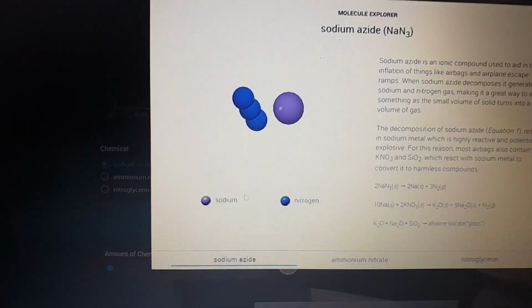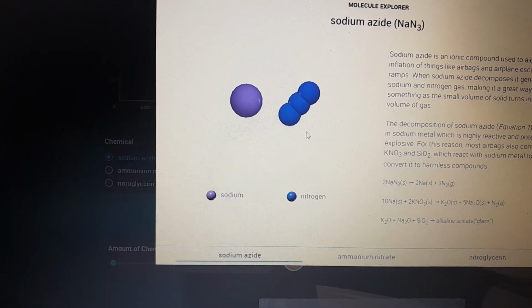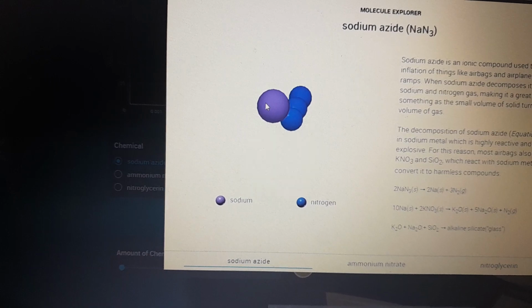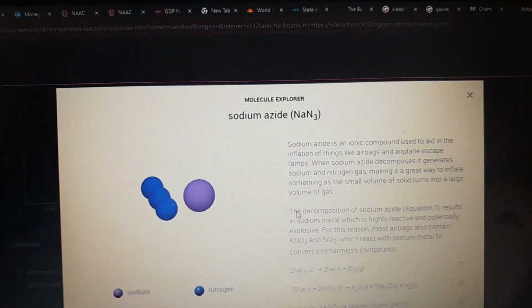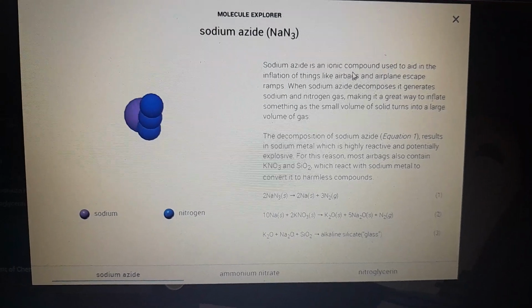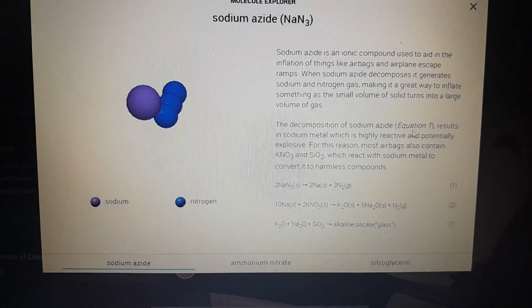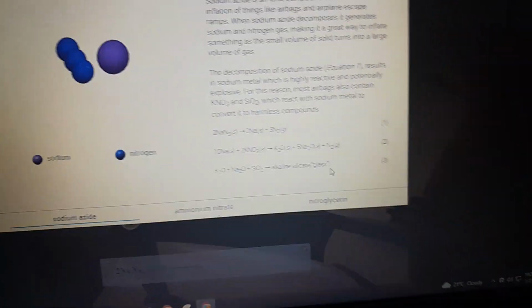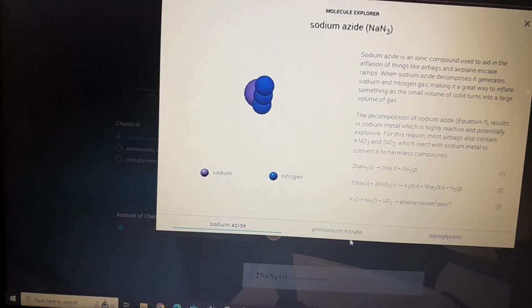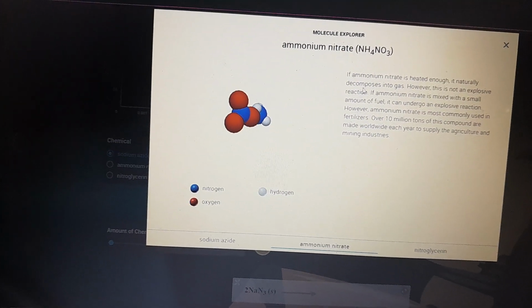Here the purple one is this and nitrogen is this, and you can see the difference in size as well. Now here is some information that this is an ionic compound and where it is used, and a few important equations that you can go through. Apart from that, we can look up other compounds as well, that is ammonium nitrate here.